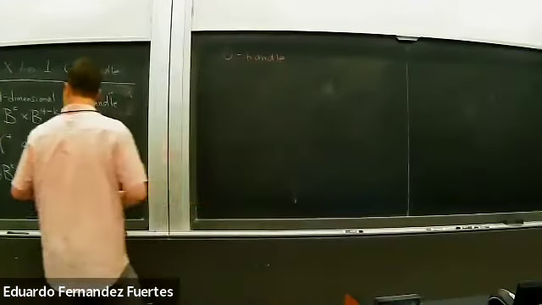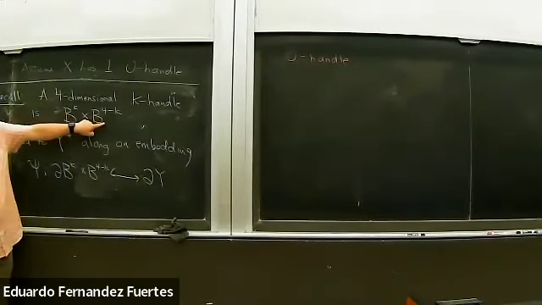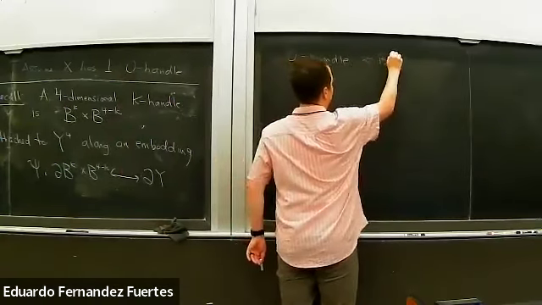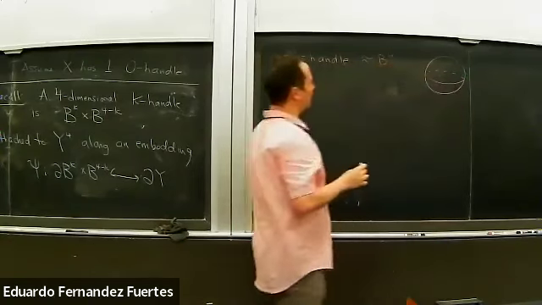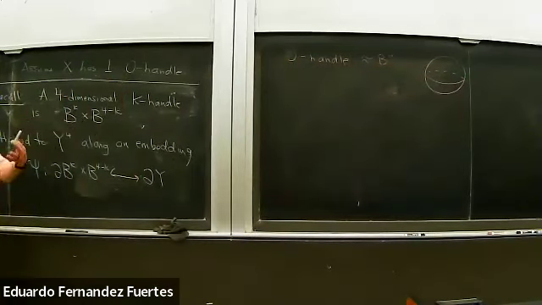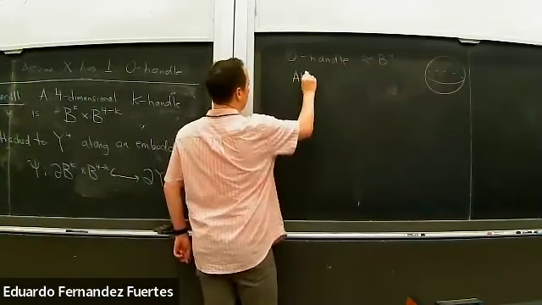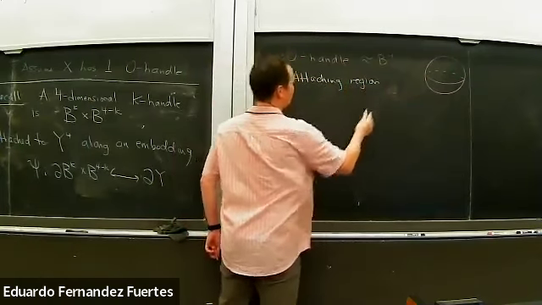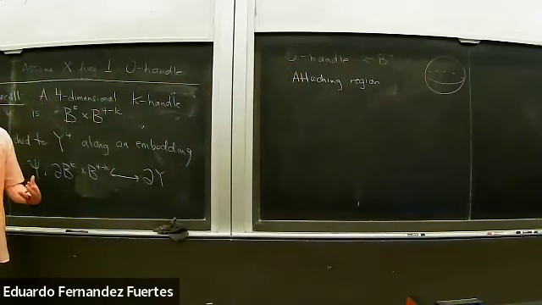So a 0 handle, a four-dimensional 0 handle, is going to be B0 times B4. So it's essentially just B4. Now I still can't draw four-dimensional balls, but I'll draw a three-dimensional ball and let you imagine that it's got one extra dimension. The attaching region, so this is the thing that we would use to glue this four-dimensional ball into our manifold.